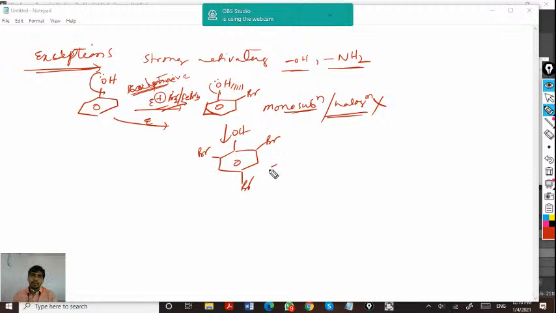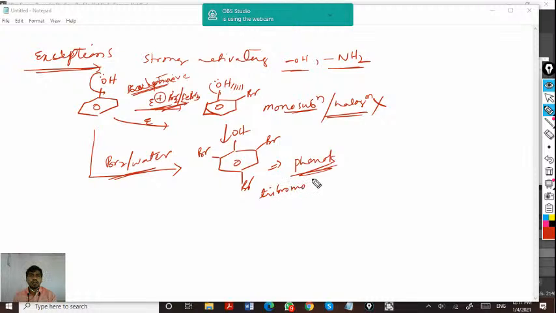Okay, so if it is a bromine addition to the phenol, the general reagent we are going to use for the tribromination is bromine water. Okay, bromine water, which is used for the identification of phenol. So phenol's identification results in tribromophenol. Okay, tribromophenol, which is ortho and para, because of the strong activating nature of the OH.